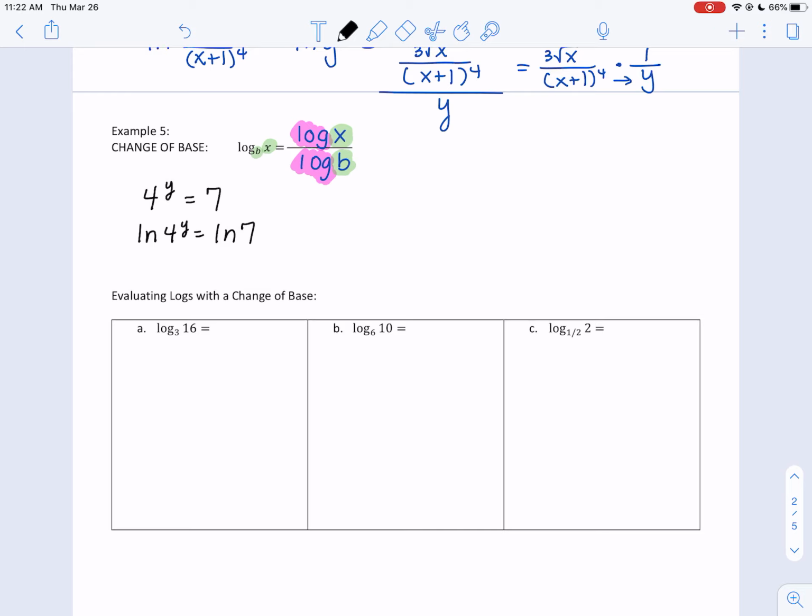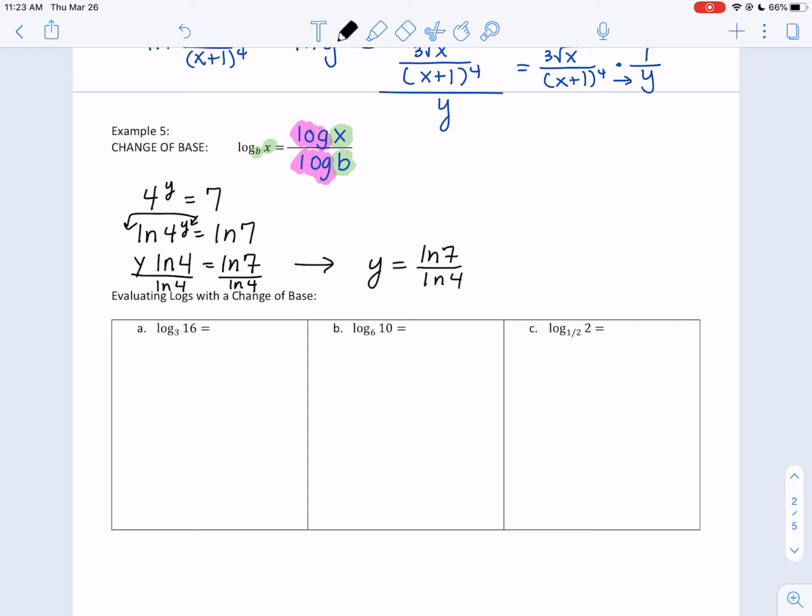Recall, if we have exponents just like that, we can actually move them to the front as a coefficient. So this is like saying y times the natural log of 4 is equal to the natural log of 7. If I were solving for y, I'd divide both sides by the ln of 4, which would produce that y is equal to the natural log of 7 divided by the natural log of 4.